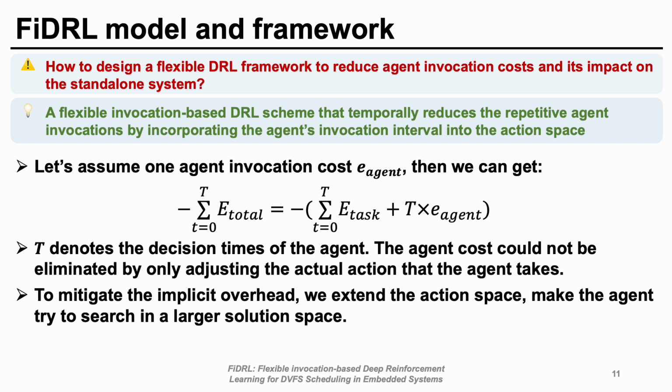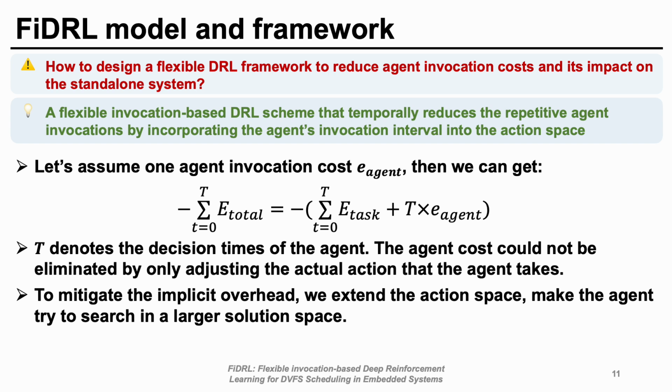So firstly, to reduce the agent invocation cost and its impact on the whole system, we design a flexible invocation scheme. Start from the objective we want to achieve, which is E_total, meaning total energy, and E_task is the energy caused by running tasks. E_agent is 1 invocation cost. So during T times of agent decisions, E_agent is always here. To mitigate this implicit cost, we should find a way to reduce T while keeping the performance.